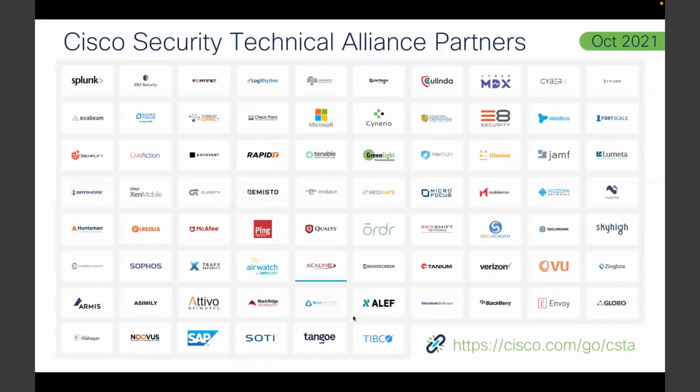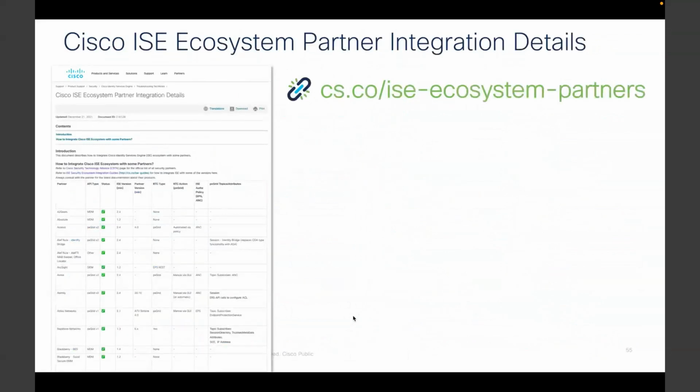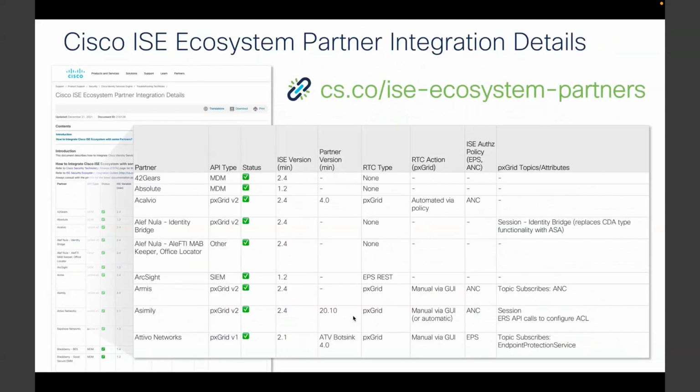So we have a lot of different partners that can help you do these things, whether it's mobile device management or vulnerability assessment, like I said, or a lot of other different things. They have all been verified, and we check it as part of the Cisco Security Technical Alliance Partner Program. So if you have any of these vendors and applications, you can integrate them with ISE. We have lots of guides for you to help you implement them. So check those out. And then another document we have, if you want to know more about those vendor integrations, is this ecosystem partner integration details doc, which actually tells you what protocols they're using and what the different pxGrid topics are that they're using to share information. So that's another nice resource for you as well.